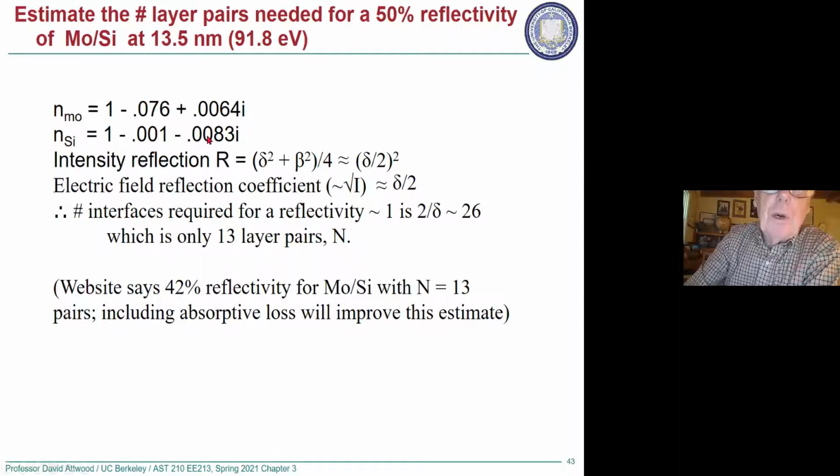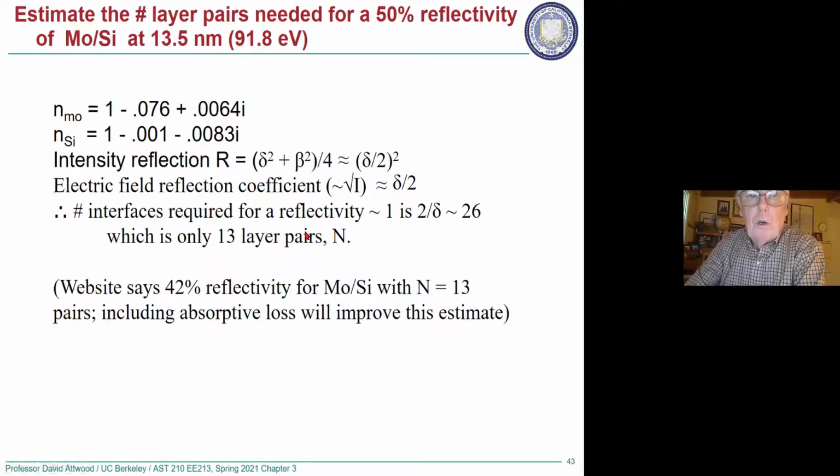And the betas are rather similar for one thing, so there's not going to be much contrast, but they're both small compared to this delta. So in this case, delta squared plus beta squared over 4 is roughly equal to delta over 2 squared. The beta squared doesn't matter, so it's delta squared over 4, and I just wrote that as delta over 2 squared, and I did that for a reason. This is an intensity reflection, but you know that the intensity is proportional to the E field squared, or putting it the other way, the electric field is proportional to the square root of intensity. So if the intensity reflection were down by a factor of 100, the electric field would only be down by 10.